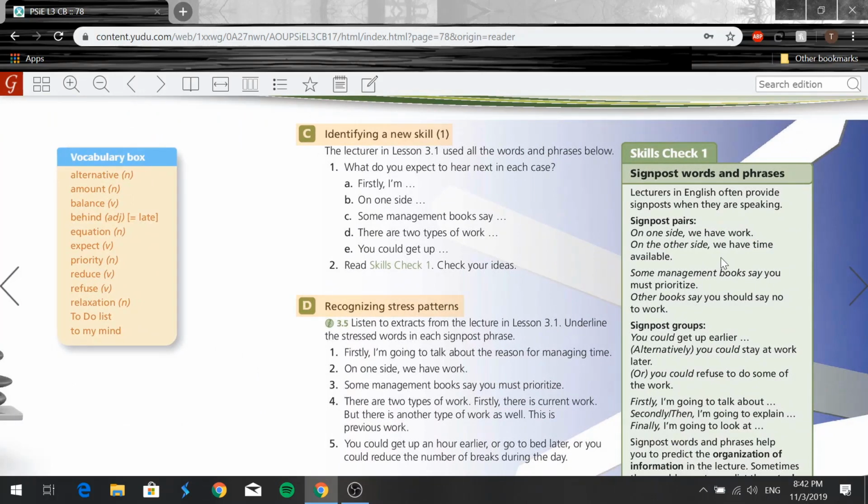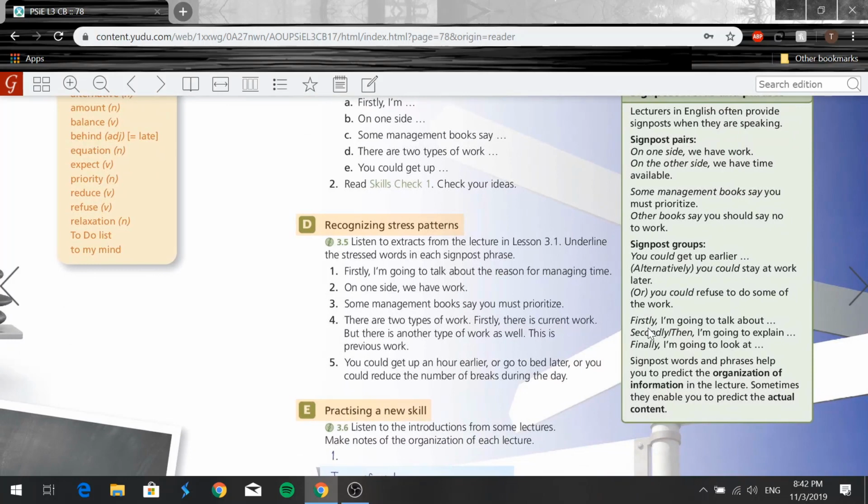So if I say on one side we have work, but on the other side we have time available, right? Something else, for example, could be some management books say you must prioritize, while other books say you should say no to work, right? All of these are pairs of signposts, okay? And then we have signpost groups.